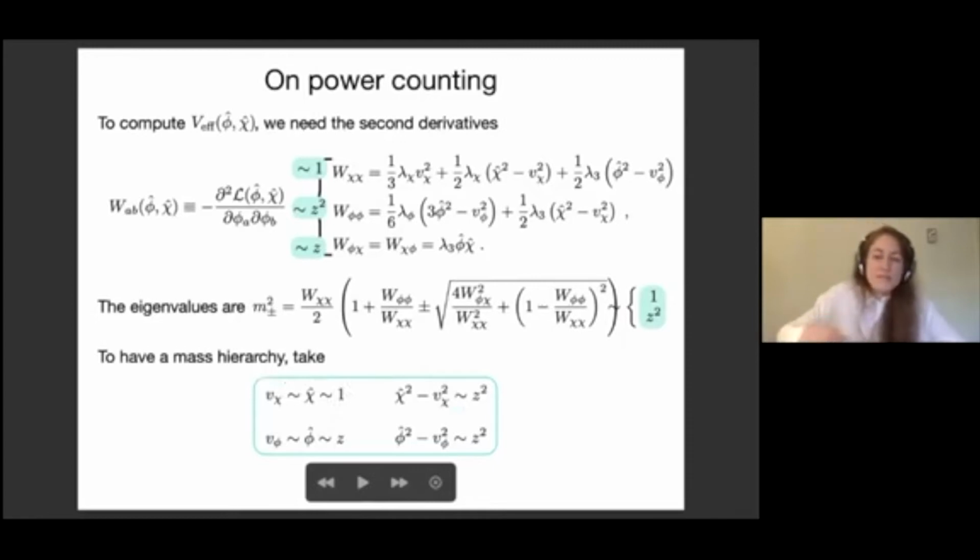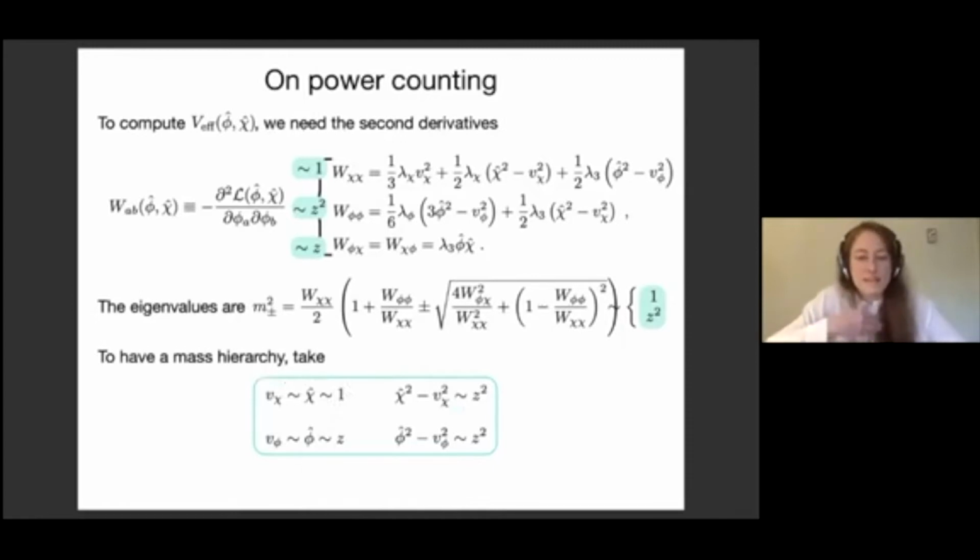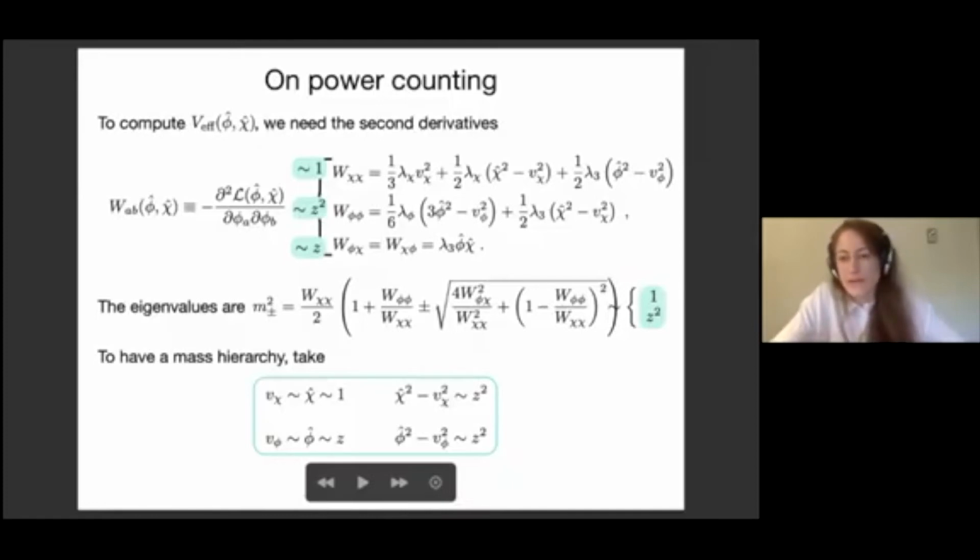And the reason for this power counting is that I then get this hierarchy of mass scales. So this is the interesting power counting to look at for the scenario we're interested in. The various components of W scale in this way, and for the eigenvalues of the mass matrix, the heavy one is order 1 in the power counting, and the light one is order Z squared.